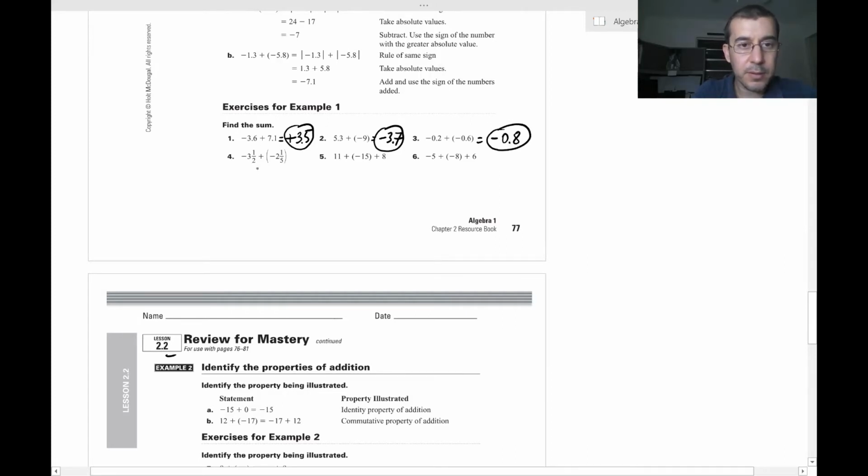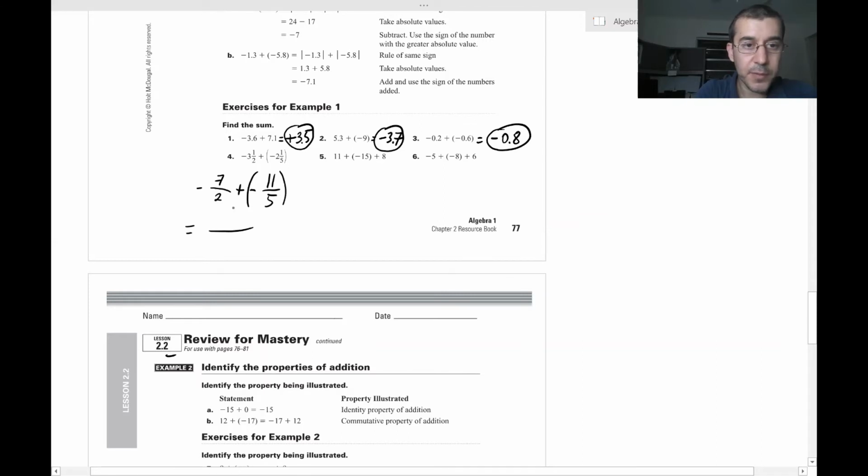Number 4, we are adding up two fractions. So the first fraction is over 2. It's 3 wholes. So 3 times 2 is 6 plus 1 is 7. So this is 7 halves. And it's negative. Then we have plus, minus. This is 2 times 5 is 10, plus 1 is 11. So 2 wholes and 1/5 is 11/5.